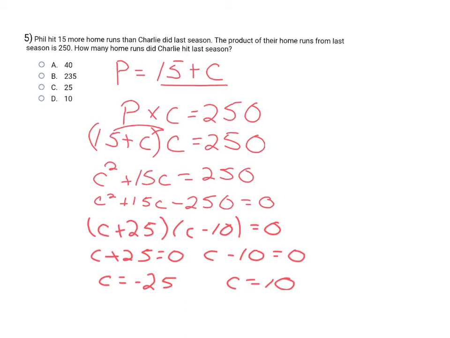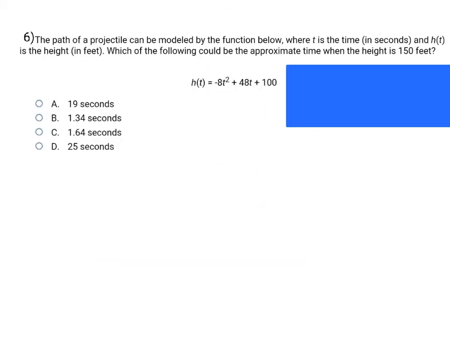Well, the question is, how many home runs did Charlie hit last season? He can't hit negative 25 home runs. That answer doesn't make sense, so I can't use it in my real world equation here. Now, he can hit 10 home runs. That makes sense. So my answer here is going to be D.